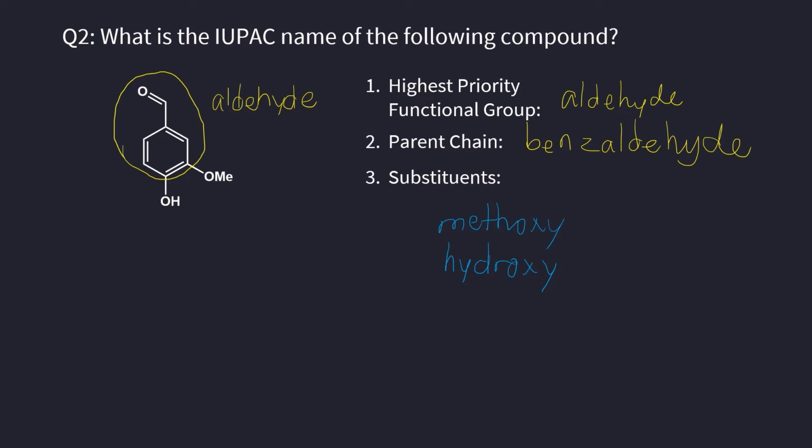And we'll number the chain as follows, giving the one locant to the carbon containing the aldehyde functional group. So we have 3-methoxy and 4-hydroxy. Therefore, to construct the name of this compound, we alphabetize the substituents, giving us 4-hydroxy, 3-methoxy, benzaldehyde.